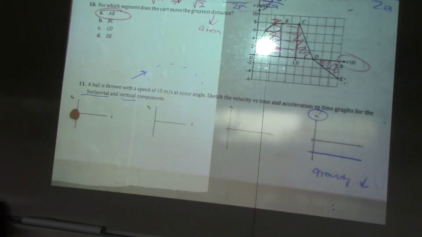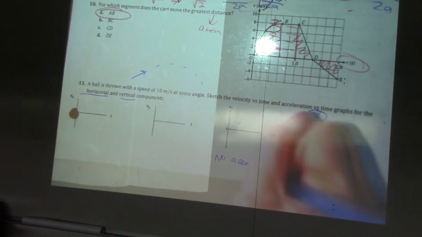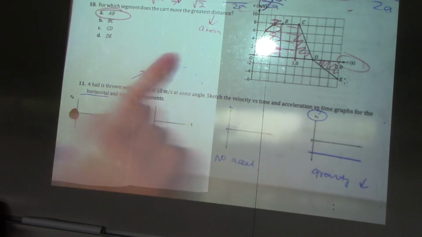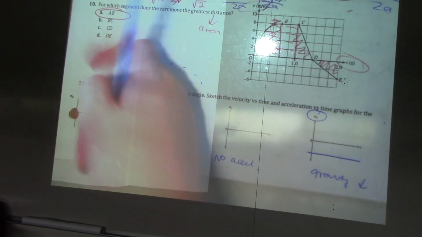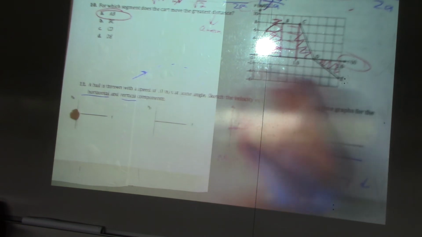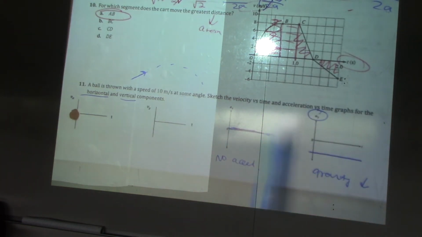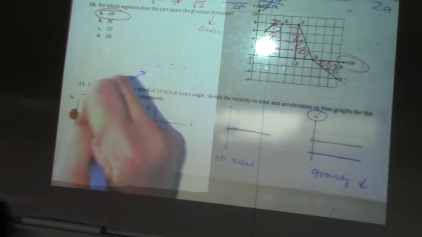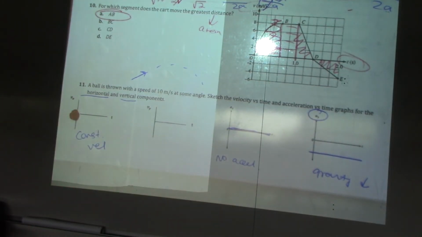Now, in the x direction, you don't have a sideways acceleration. The only force acting on it is gravity, which pulls down. There's nothing making it go faster or slower or sideways, so I should have 0 acceleration for x. Now, what no acceleration means is not that it's not moving. That doesn't mean I can't have a velocity. It just means I'm not accelerating. I'm not speeding up or slowing down. I'm staying at the same velocity, constant velocity. So that's easy, constant velocity.